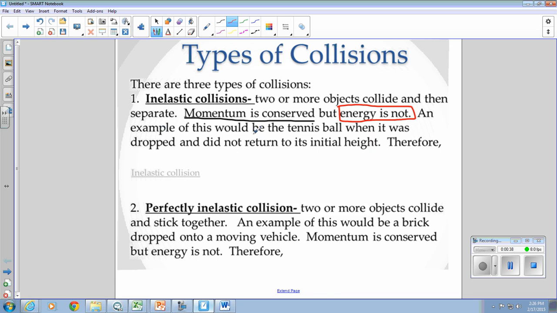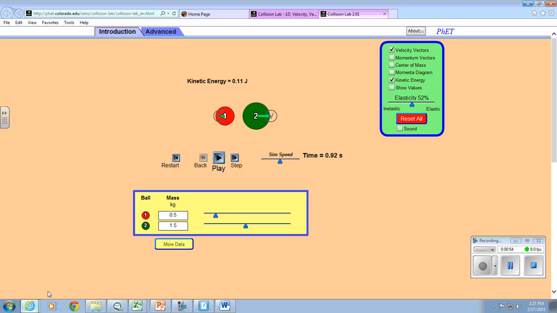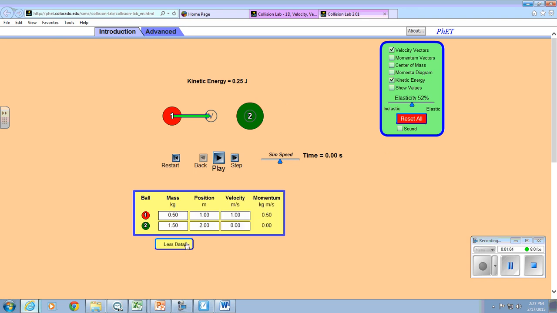An example of this would be a tennis ball dropping down, hitting the ground, and not returning to its initial height. There's no conserved energy. I'm going to show you an example from the simulation that we used in the previous video, and I'm going to set this up, and we'll look at the data.